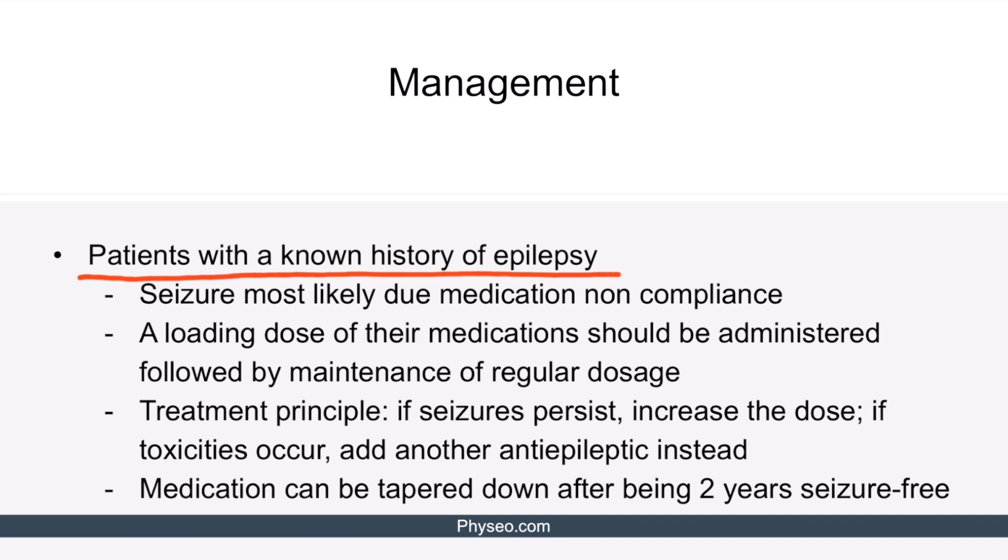And on the plus side for these patients, after 2 years of being seizure-free, you can actually try tapering down that medication. And if the seizures don't return after that, then the patient can stay at a lower dose or even get off the seizure medication. Sometimes that happens. So again, 2 years seizure-free, try tapering it off.